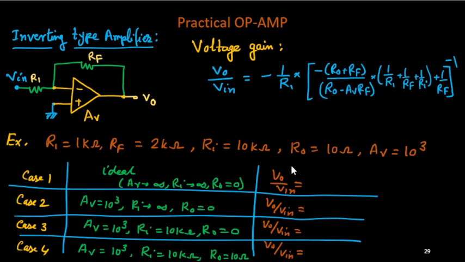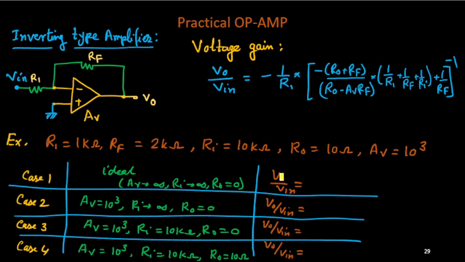Now what I will do, I will take one example. Consider R1 equals 1 kilo ohm, Rf equals 2 kilo ohm, Ri equals 10 kilo ohm, R0 equals 10 ohm, and AV equals 10 to the power 3. Okay, this is for a practical op amp. Now for different cases I want to study, I want to see their corresponding gains. Okay, first case is ideal, meaning AV is infinite, Ri is infinity, and R0 is 0.